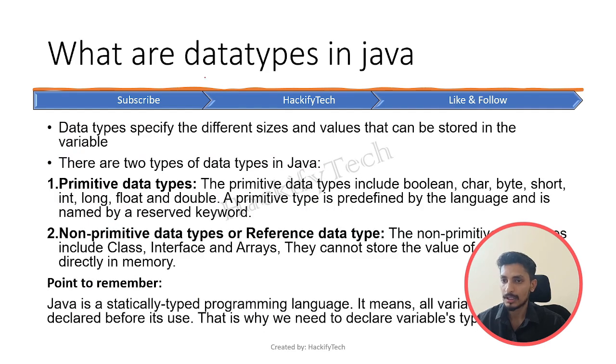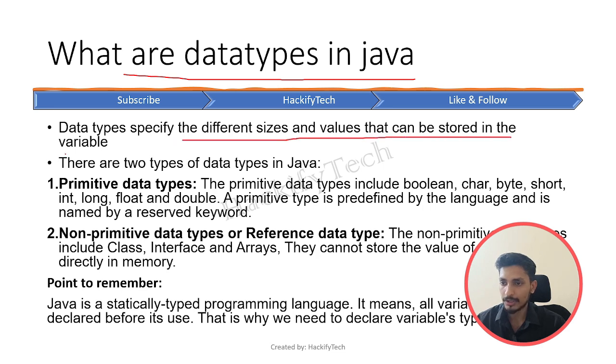The next question we have is, what are data types in Java? A data type is nothing but the different sizes of values that can be stored in a variable. That is defined by your data types. What is the size of the variable, what value you need to store in that variable, everything is decided based on the data type of that variable.